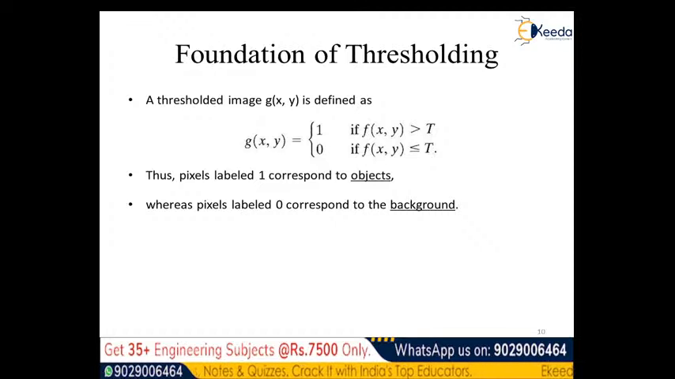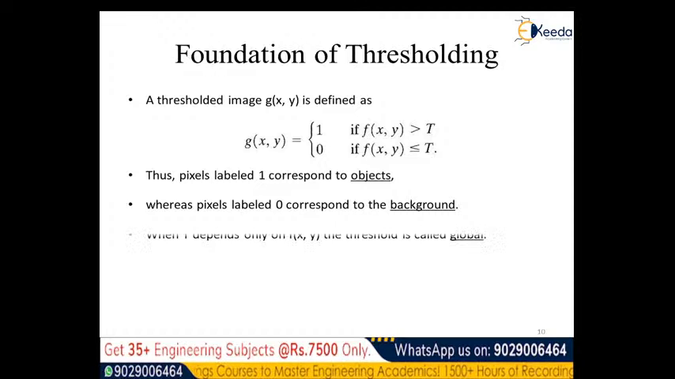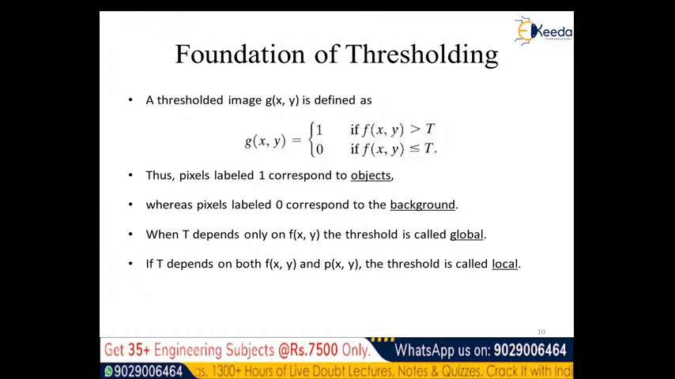And now there are three very important points corresponding to the threshold. These are basically the subtypes of thresholding. When we have the threshold, denoted by capital T, depending only on the pixel intensity denoted by f as a function of x, y, the threshold is called a global threshold. Whereas if the capital T depends on both f of x comma y and p of x comma y, the threshold is called a local threshold. So see the distinction between the global threshold and the local threshold.